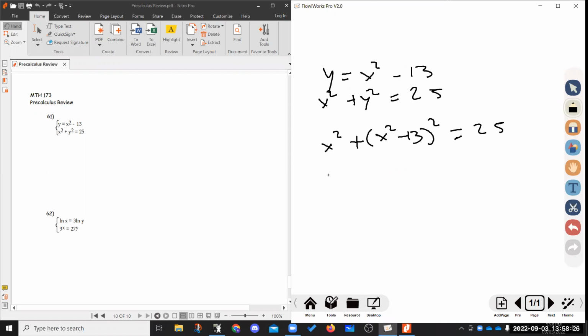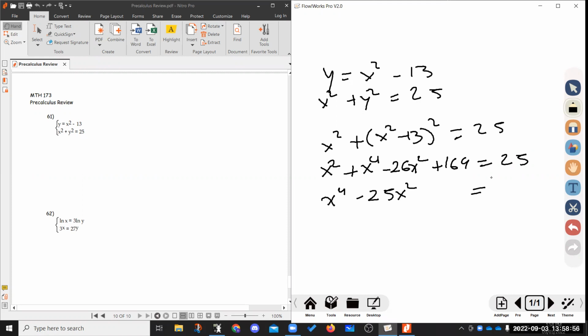X squared minus 13. This is x squared plus x to the 4th minus 26x squared plus 169 is equal to 25. So this is x to the 4th minus 25x squared, subtract 25 here, so this is plus 144 is equal to 0. Okay, so this is a quadratic in terms of x squared.